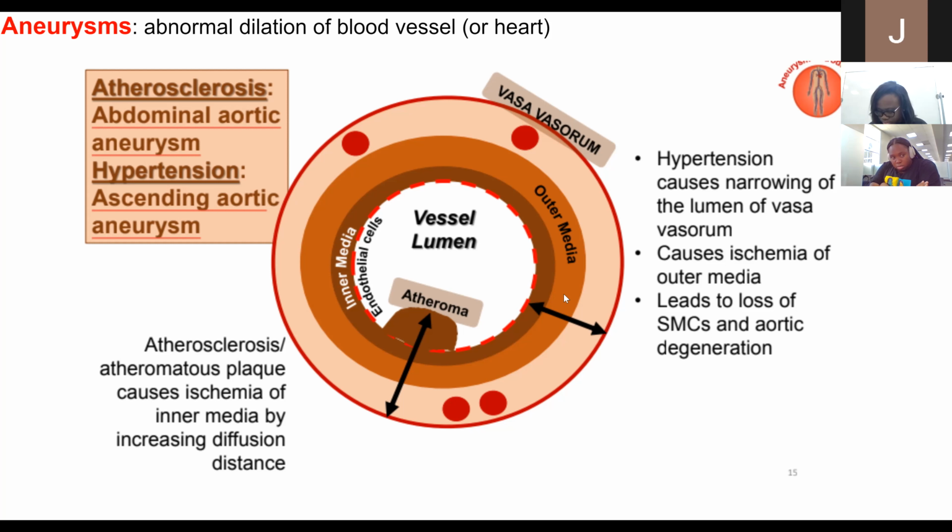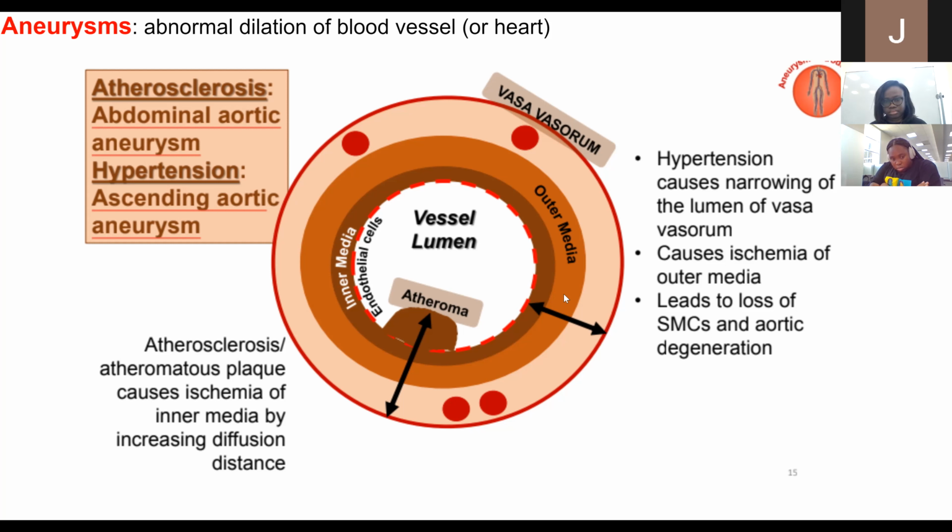So people who have this increased risk of atherosclerosis, most of the time you see it in your abdominal aorta because the only blood supply it really has is from the lumen, okay? While in the ascending aorta, you have a vasa vasorum, more than compared to the abdominal aorta. So most of the time in hypertension, because more people are hypertensive than have atheromas, you're going to see more of an increased risk of an ascending aortic aneurysm.